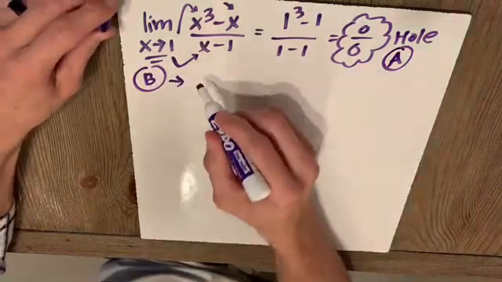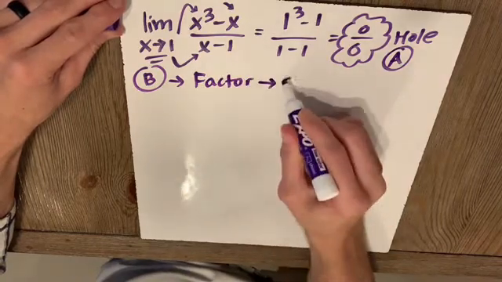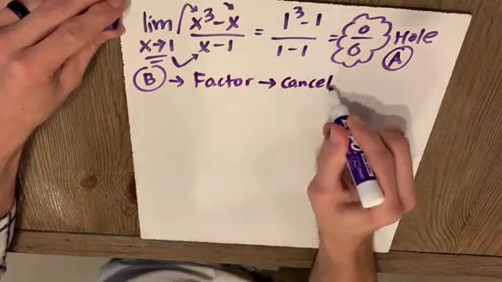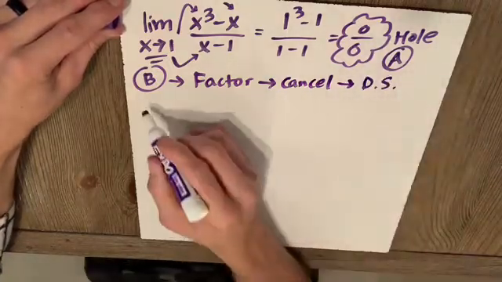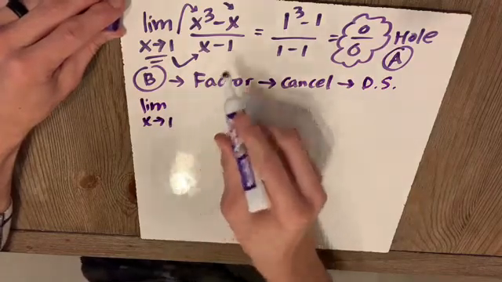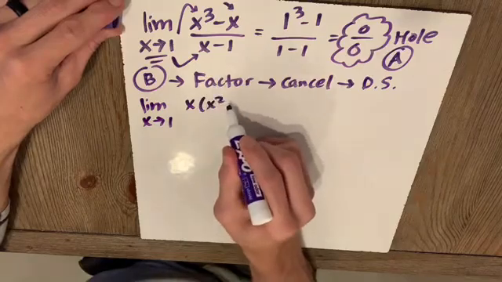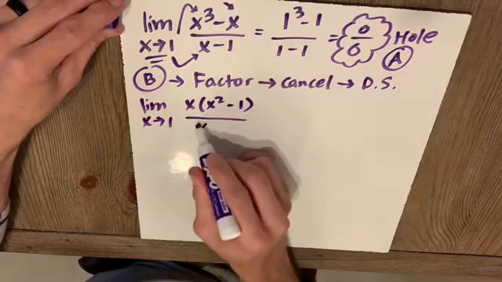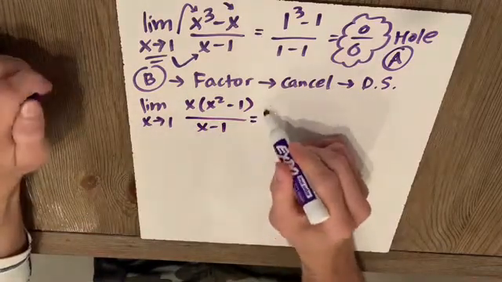And again, our plan B will be to factor and then cancel. And then we're going to use direct substitution. So if I have the limit as x approaches 1 of, well, I can factor out an x here. And I'm left with (x squared minus 1) over (x minus 1). Good thing that x squared minus 1 is a difference of perfect squares.